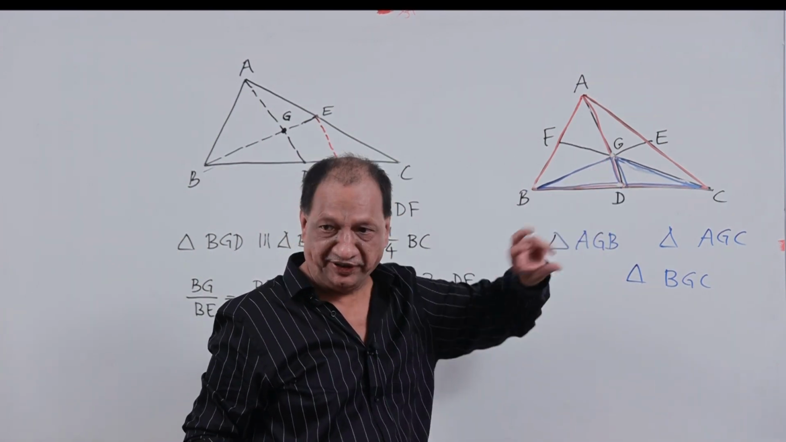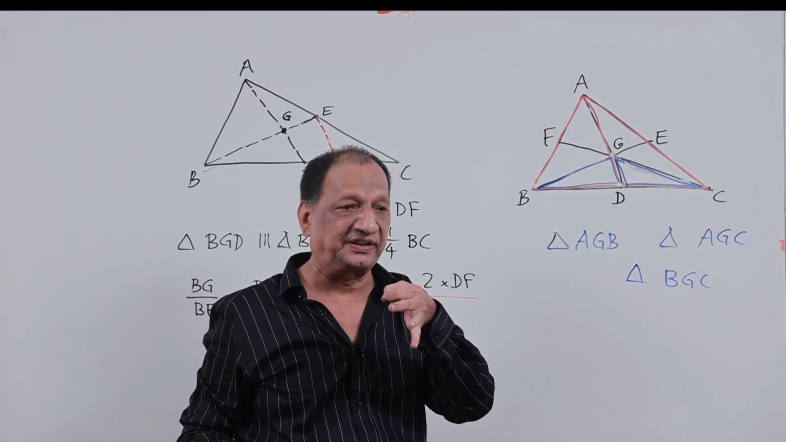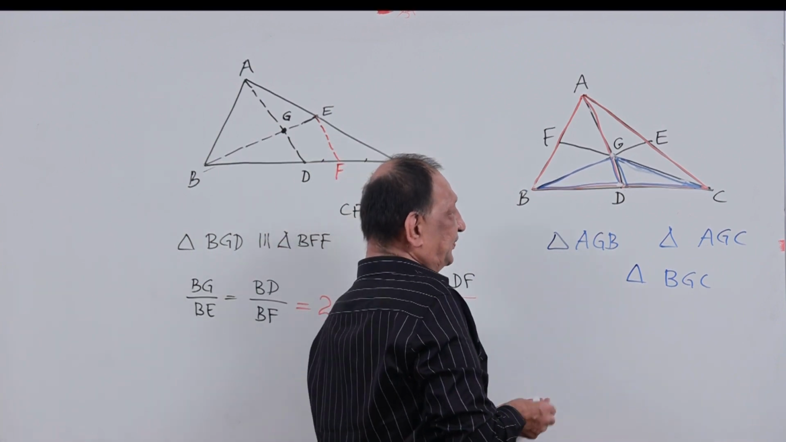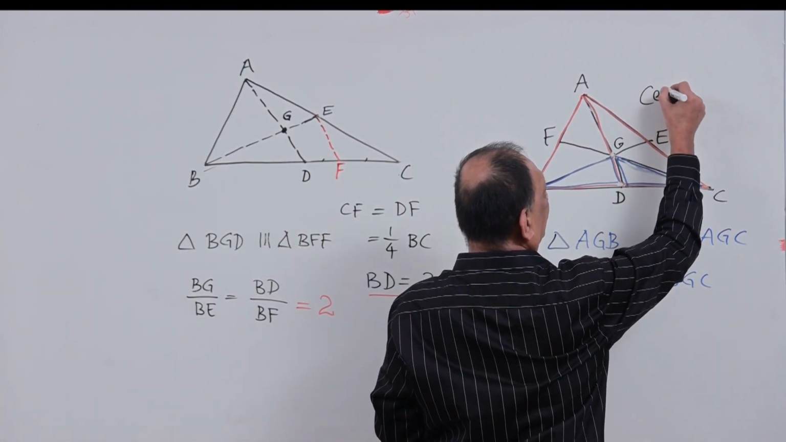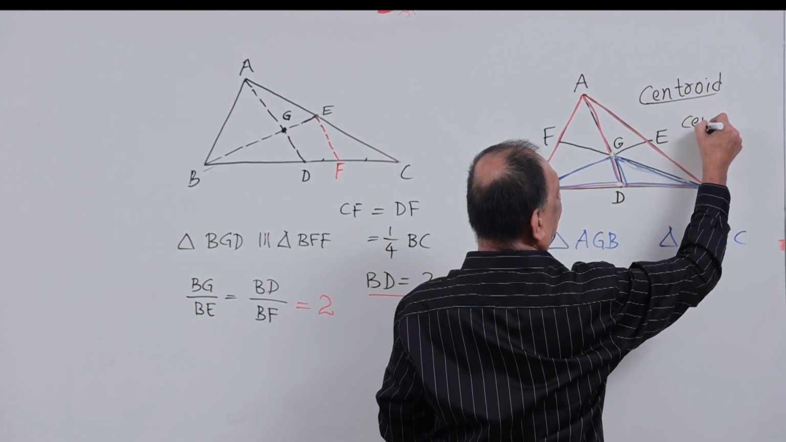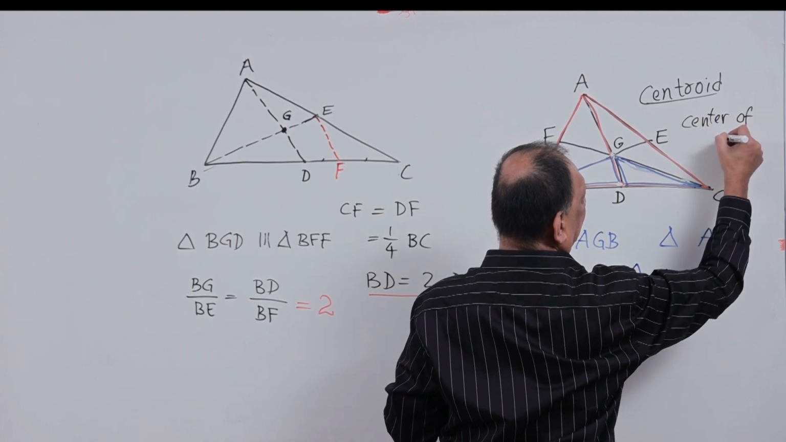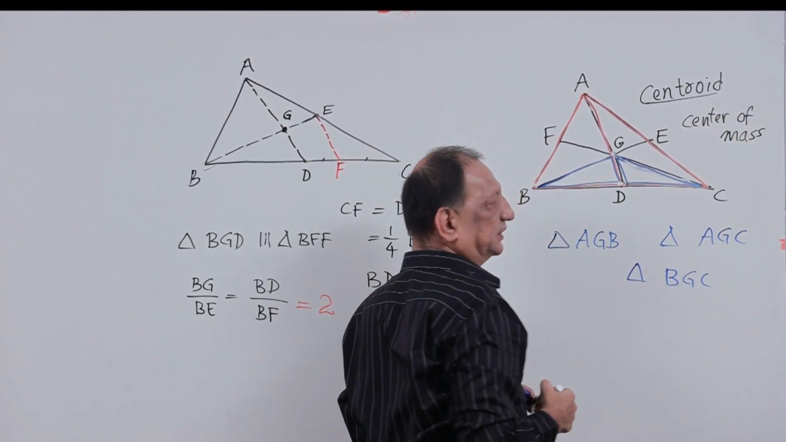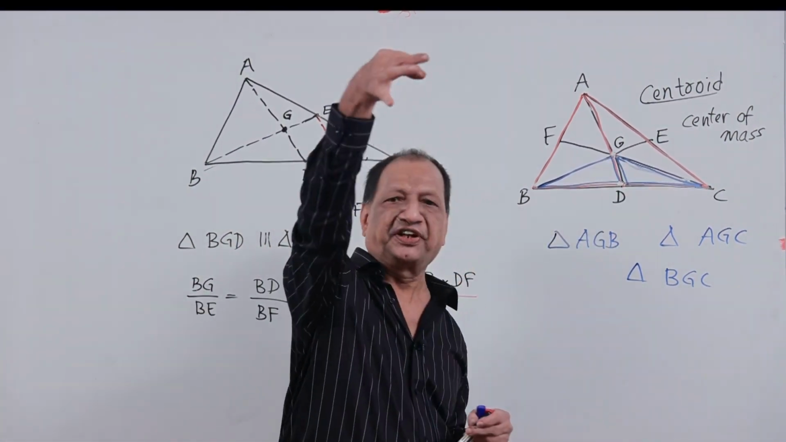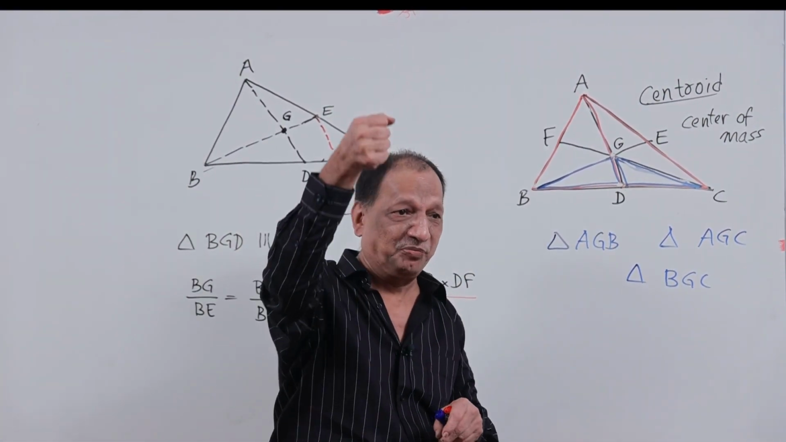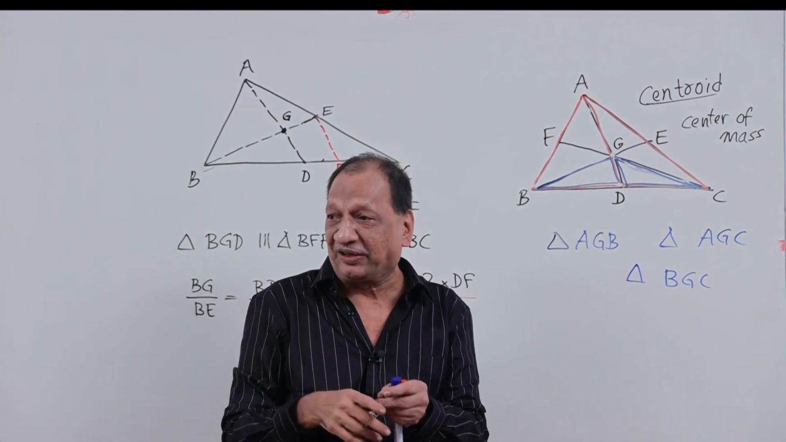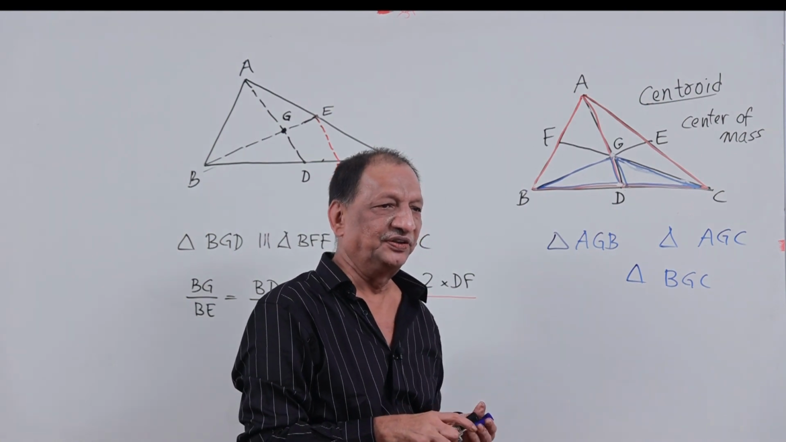That's why the center point is the center of mass for the triangle itself, called centroid. The name is centroid. G is called centroid because it is the center of mass. Center of gravitational mass, which means if you stick a pin here and lift the triangle, it will exactly balance. It can balance. It's got the area spread all directions equal. So that's why it's known as centroid.